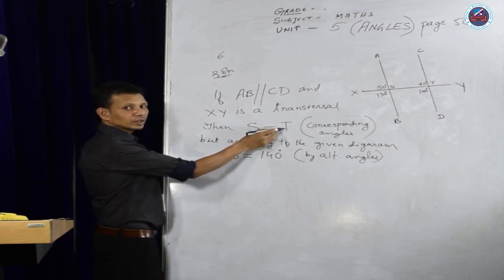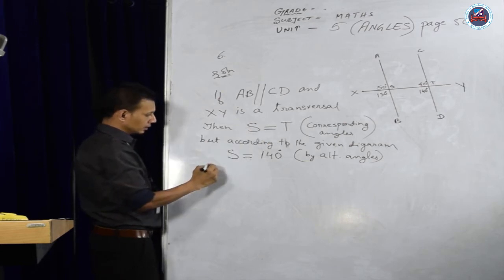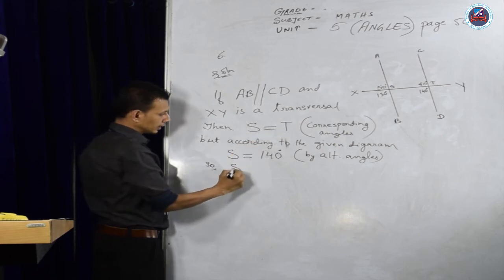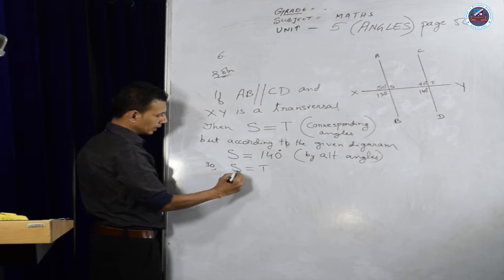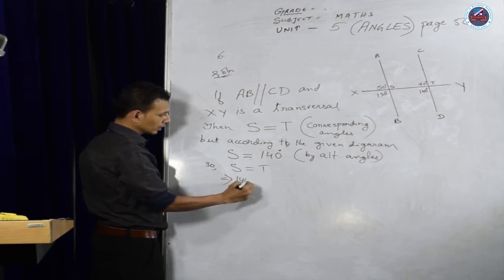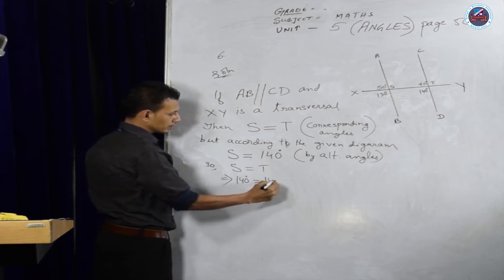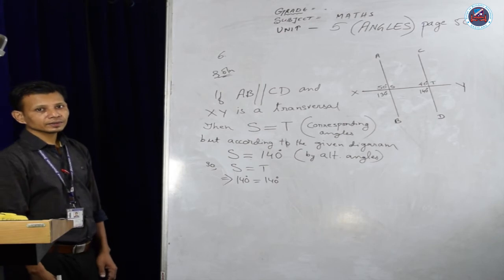If S is 140, automatically T will also be 140, because these two are equal. So, S equals T. That means S is 140, and just now you got that S equals T, so T will also be 140. S and T are 140.